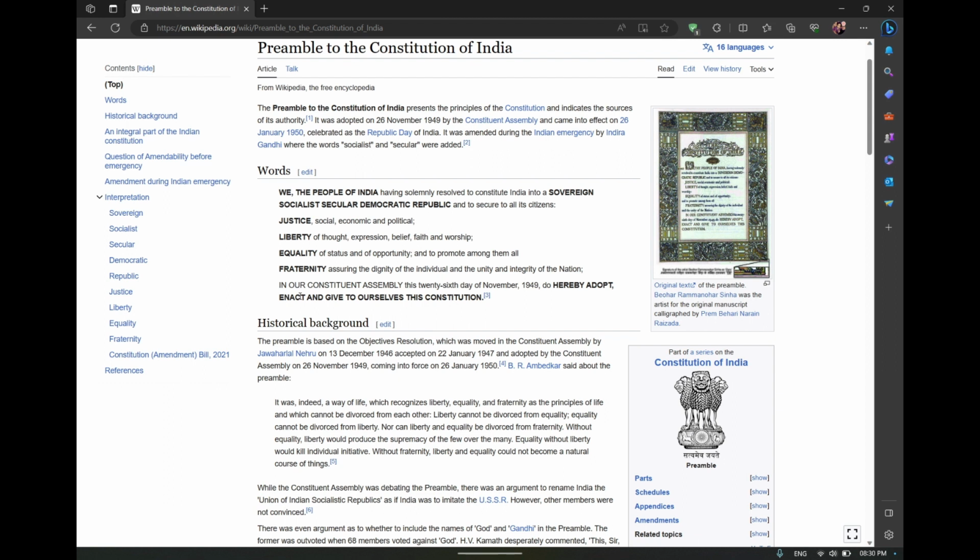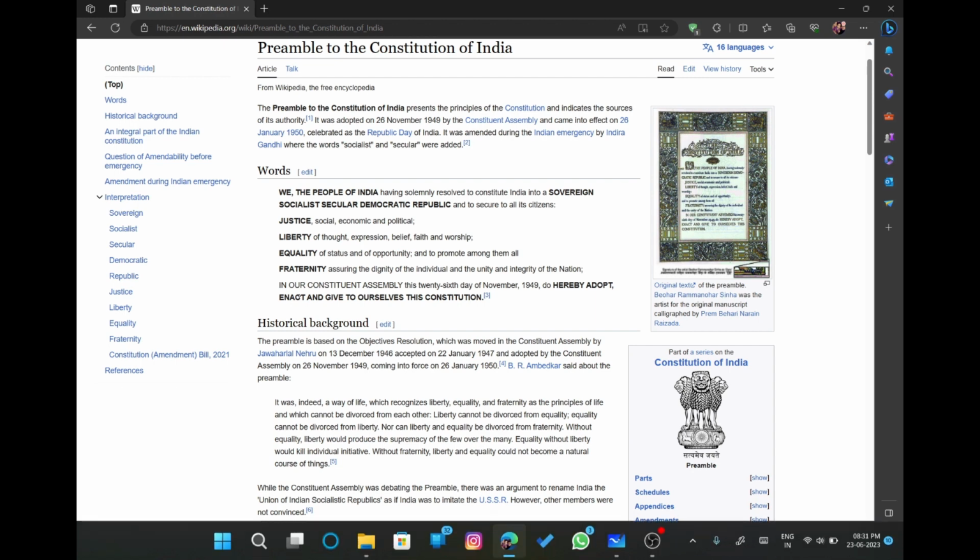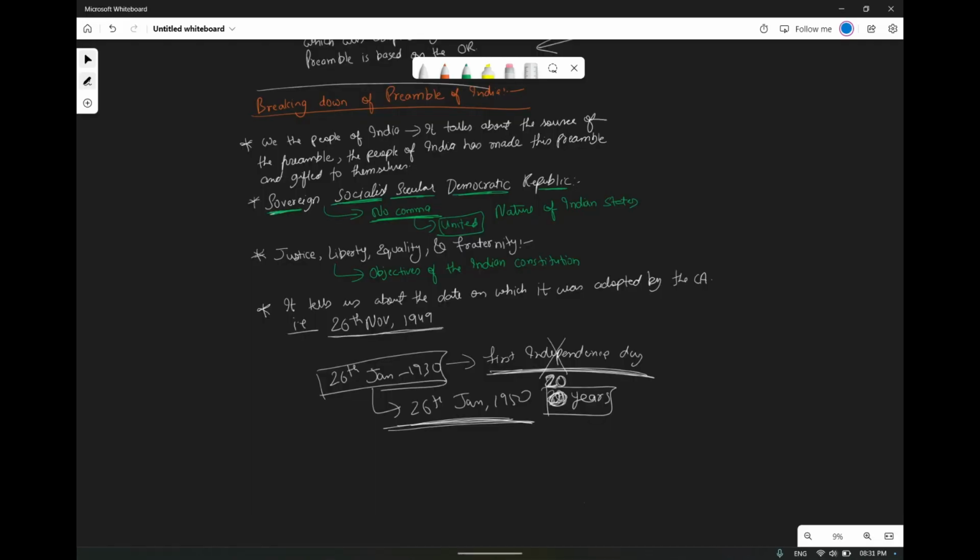And what does the Preamble tell next? It tells about the date on which our Constitution was adopted. On which day? It was 26 November 1949. So in our Constituent Assembly, on the 26th day of November 1949, we do hereby adopt, enact, and give to ourselves this Constitution. This is the point that is mentioned in our Preamble.